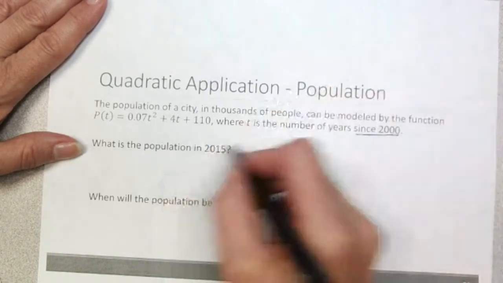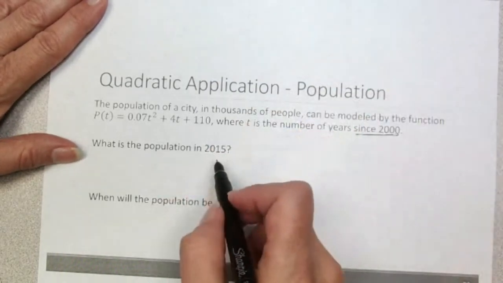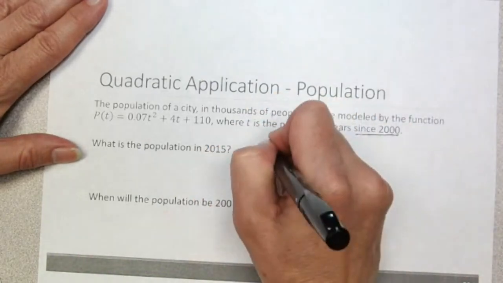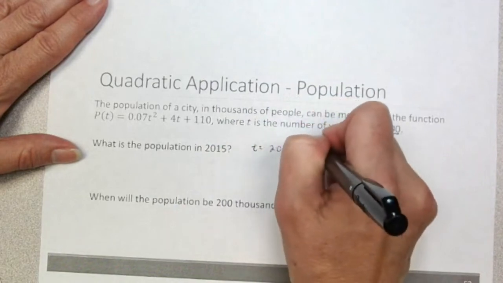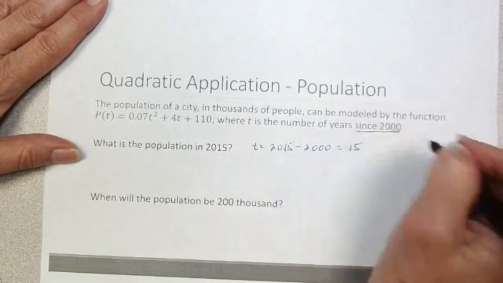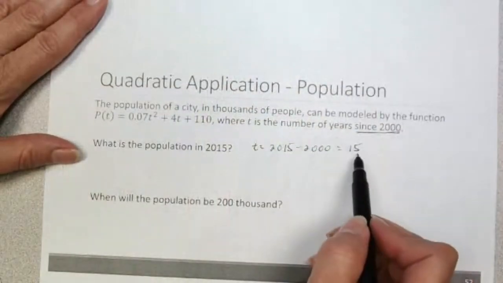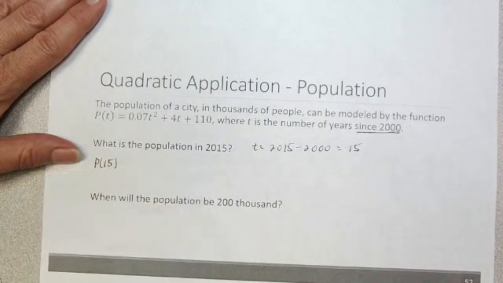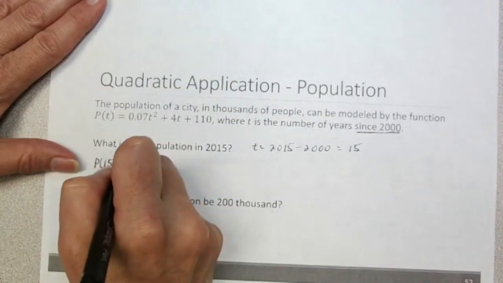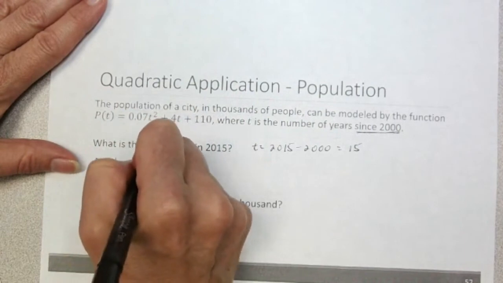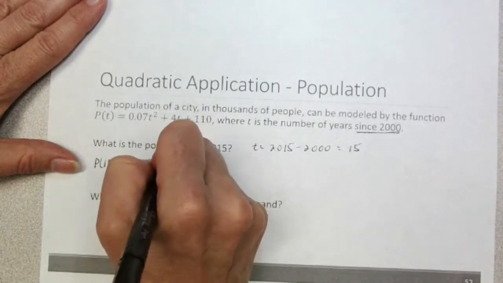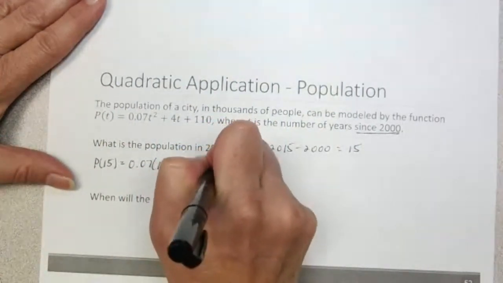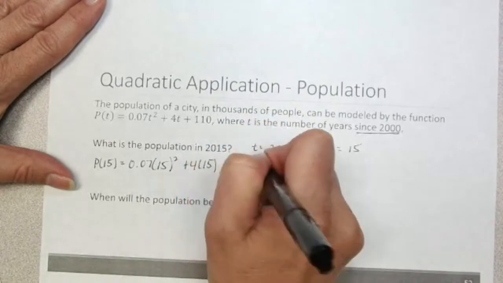Years since 2000. Well, t is going to have to be years since 2000. So t is going to have to be 2015 minus 2000, or 15. So what I want to find here is the population 15 years after the year 2000, or p of 15 in function notation. Okay, p of 15 is going to be 0.07 times 15 squared plus 4 times 15 plus 110.